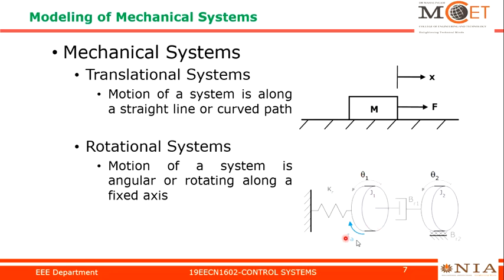See that here it is rotating anti-clockwise, or it can be clockwise. So the motion of a system is angular or rotating. So two different kinds in mechanical: one is translational type and the other is rotational type. In this session, our interest is to discuss the translational systems.